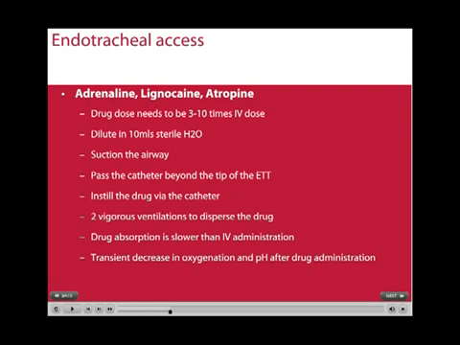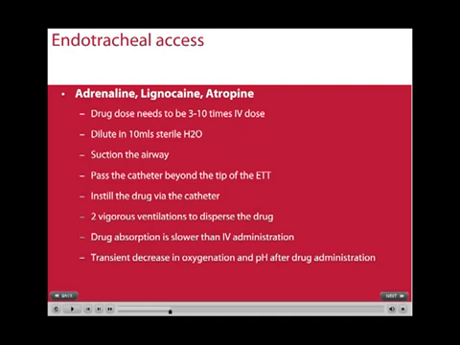The drugs that can be administered via endotracheal access are adrenaline, lignocaine, and atropine. The drug dose needs to be at least 3 to 10 times the intravenous dose, and it must be diluted in 10 ml of sterile water. Prior to administering the drug, the airway should be suctioned and the catheter should be passed beyond the tip of the endotracheal tube. Once that's done, instill the drug via the suction catheter.